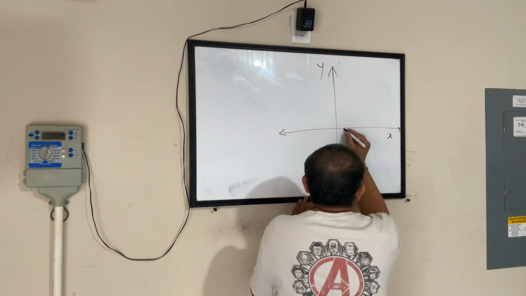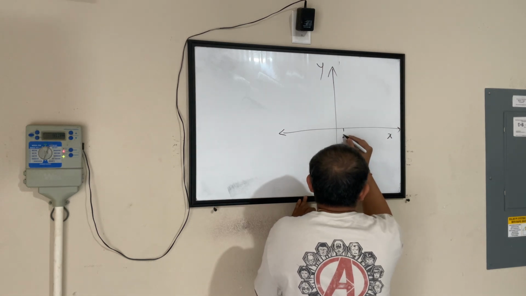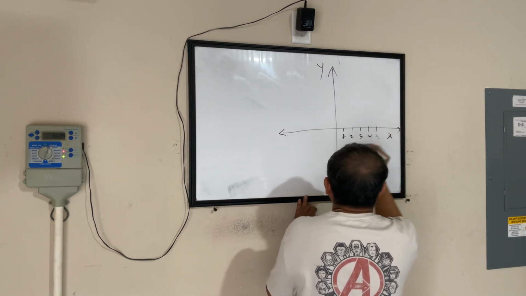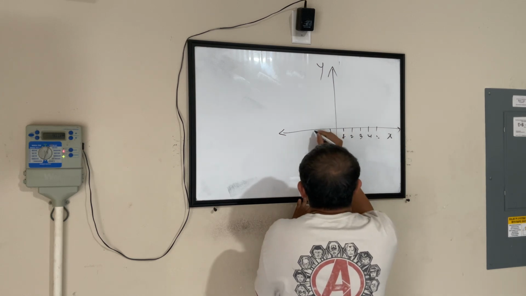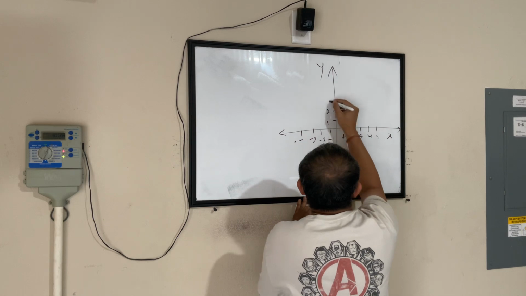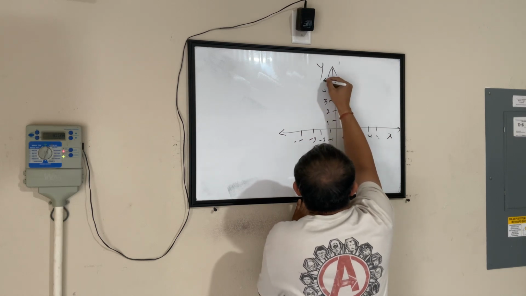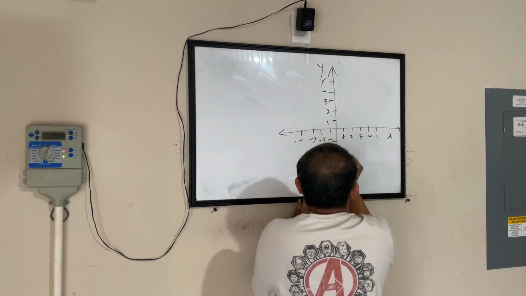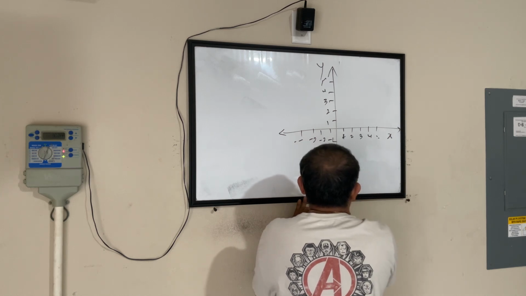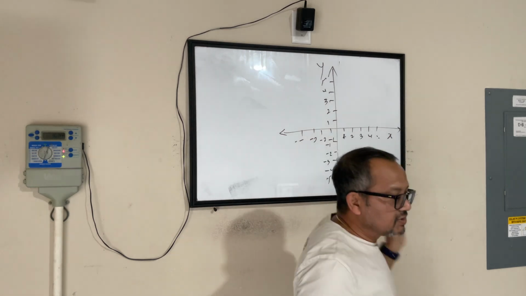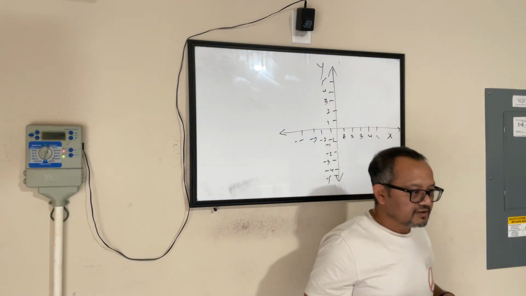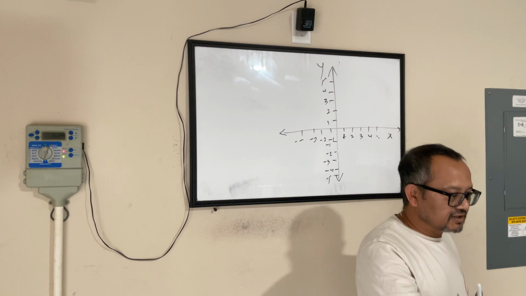So number lines are nothing without numbers. We have these numbers 1, 2, 3, 4, 5, 6. This is -1, -2, -3, -4, and so on and so forth. This is 1, 2, 3, 4, 5. This is -1, -2, -3, -4, -5. Okay. So there are two number lines crossing each other at 90 degrees.